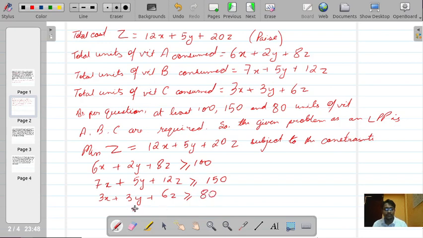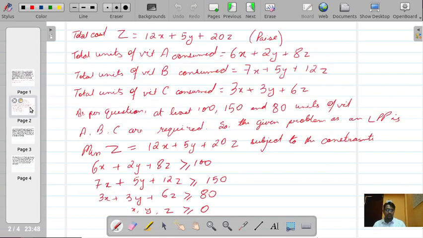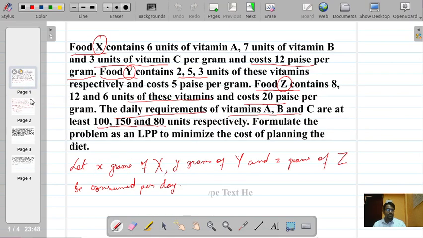And the last constraint that is always there is the non-negativity constraint: x, y, z should be greater than or equal to 0. So this is the mathematical formulation of the given problem. I hope it is clear. You can always have a look once this broadcast is over.